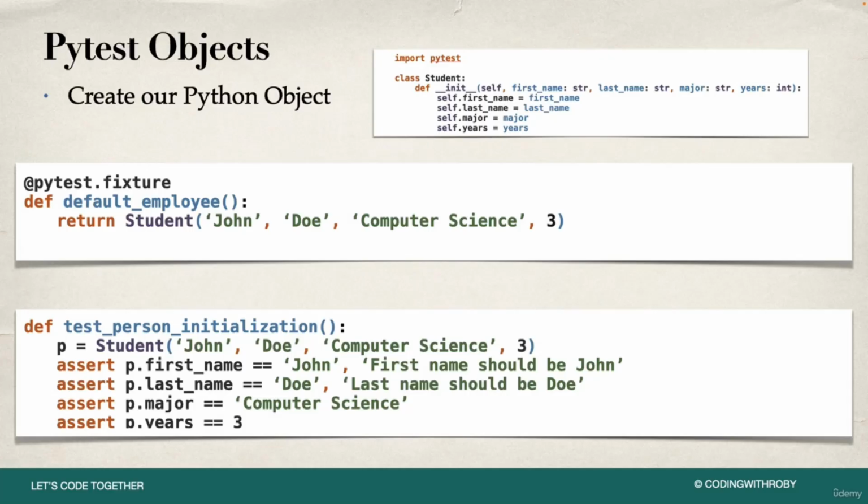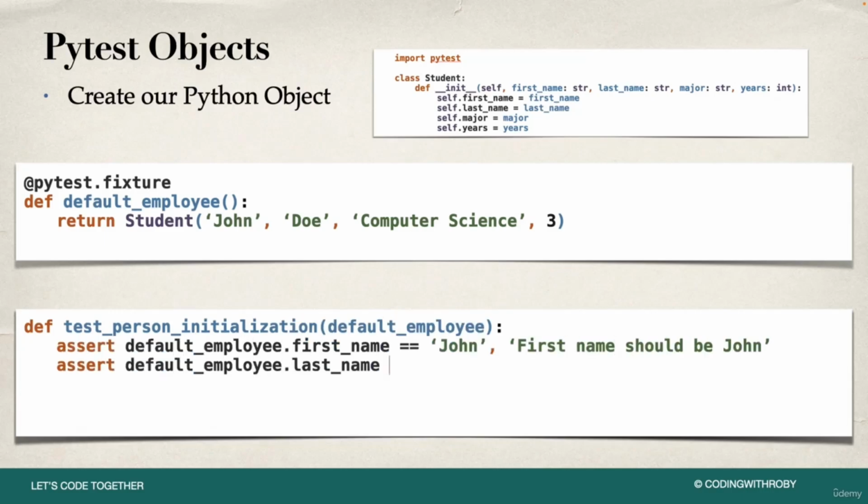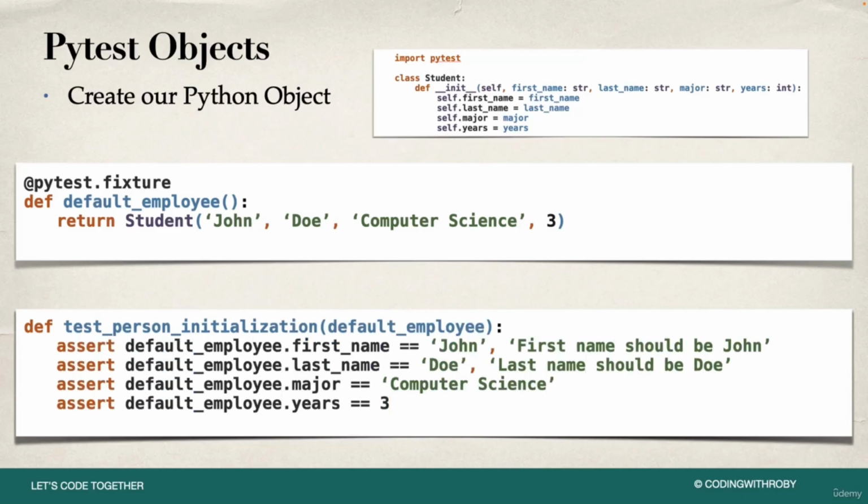So right here at the bottom where it says test person initialization, we say P equals student. We would change this all to now say def test person initialization, where we pass in default employee, which now calls the default employee fixture. So now we can call our default employee, which will have all the same values. So now we can say assert default employee.firstname equals John, default employee.lastname equals Doe, and then major and years.